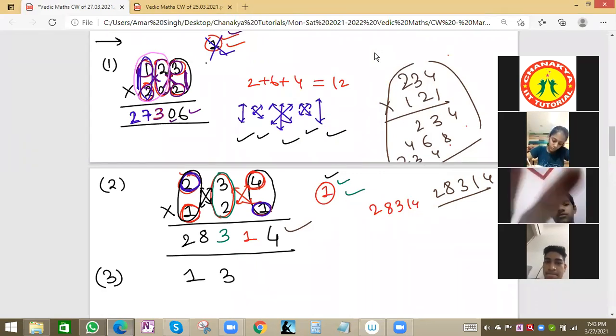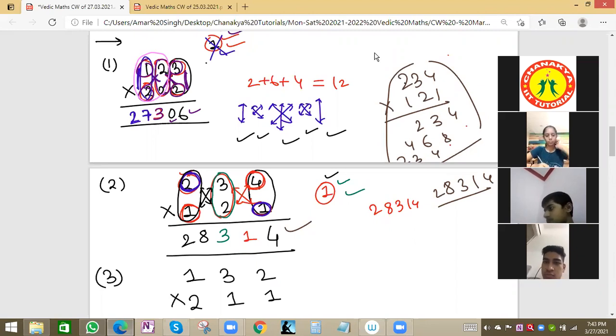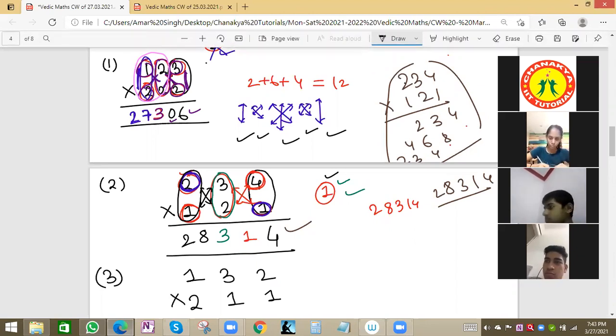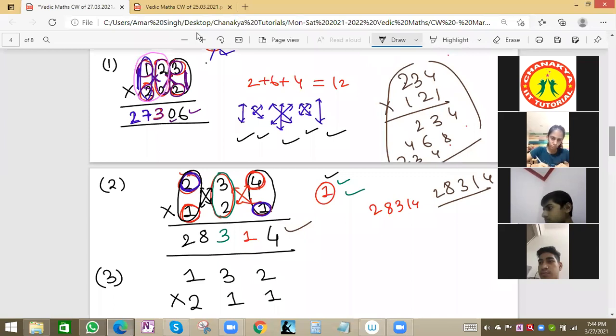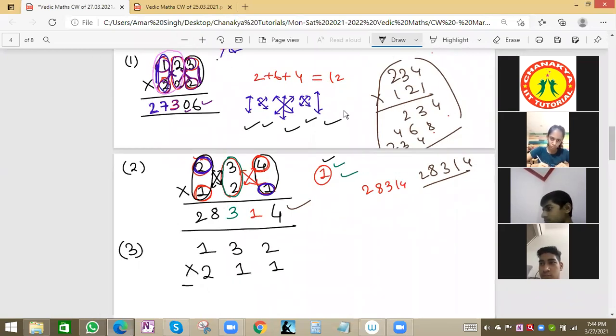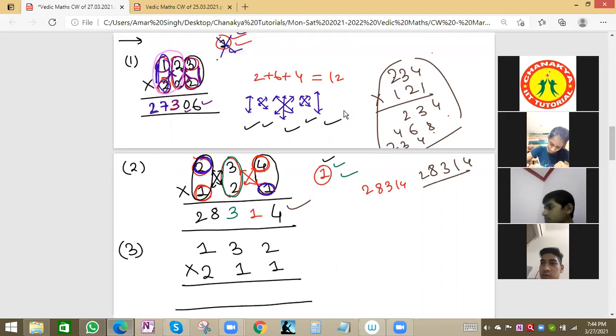1, 3, 2, and the next value is 2, 1, 1. Similar to the previous question, you can take help and try to get this value. 1, 3, 2, 2, 1, 1.